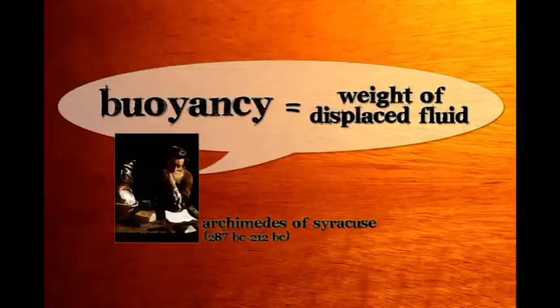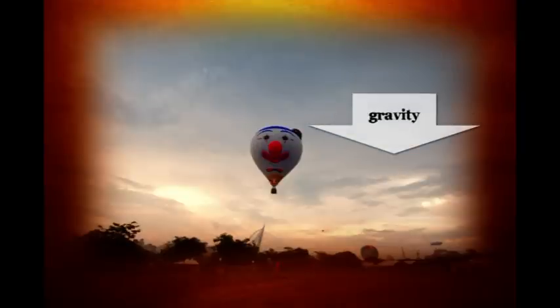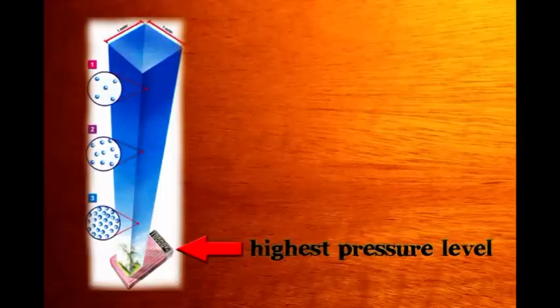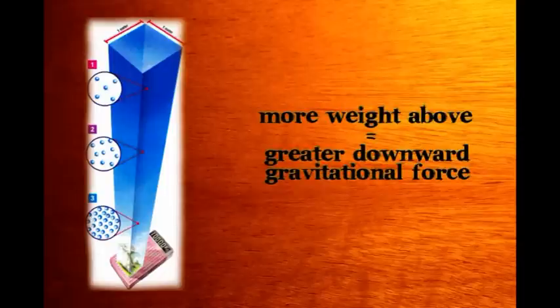According to Archimedes, any floating object displays its own way of flight. All air particles in the atmosphere are drawn by the downward force of gravity, but the pressure in the air creates an upward force working opposite to gravity. The pressure level is highest right at the surface of the Earth because the air at this level is supporting the weight of all the air above it.